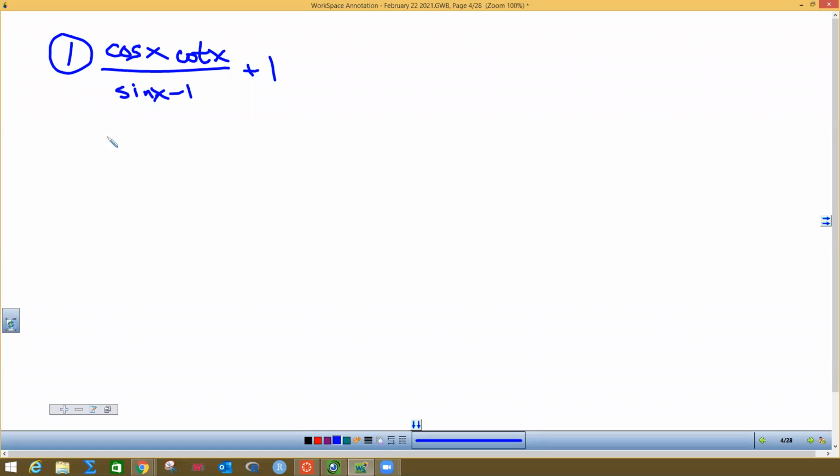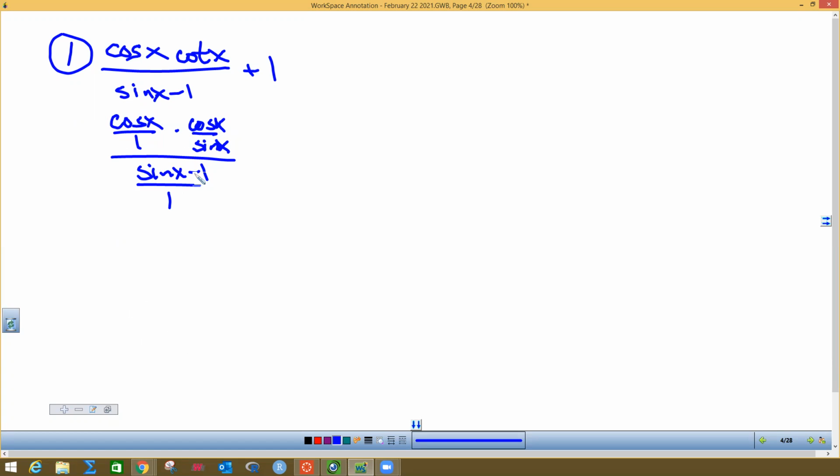So we're going to change everything in terms of sine and cosine. I'm going to make this cosine x over 1, and this is times cosine x over sine x. And then down here on the bottom, I have sine x minus 1. I'm going to flip that, or put it over 1, and make a fraction over a fraction.